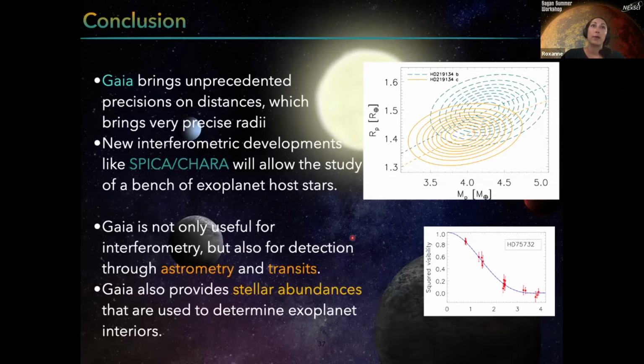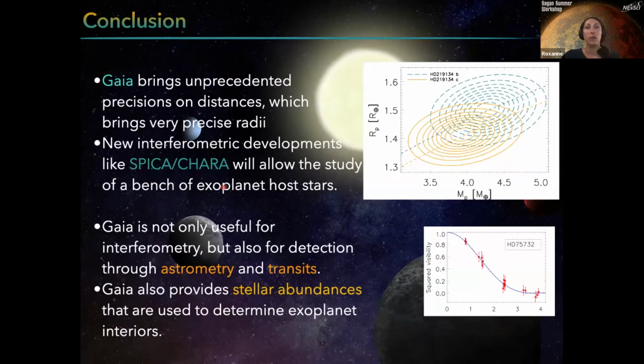So with Gaia, we have unprecedented precision on the parallaxes and then the distance. And with new interferometers like SPICA that I mentioned, we will have very, very precise radii, where very precise means 1% precision. So the SPICA instrument is in commissioning actually now on the CHARA array.